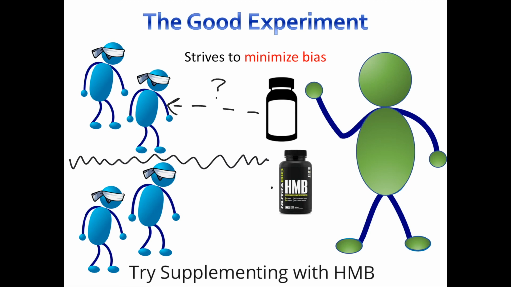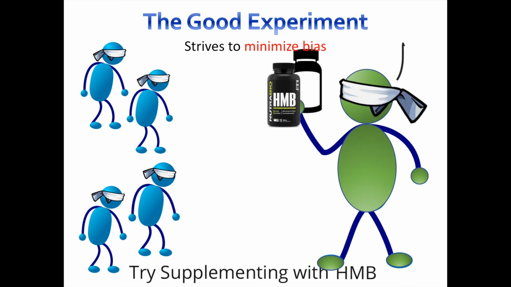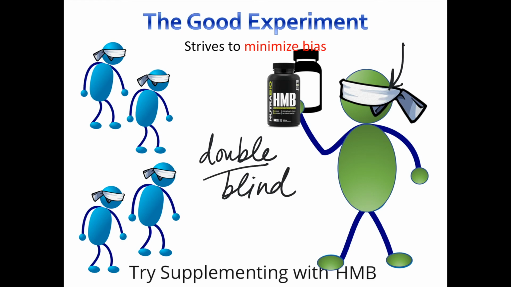We call this a blind study. But there's still one problem, and that is that you have not yet eliminated your own bias. The solution to this is to blind the experimenter as well. So neither the experimenter nor the volunteers know who is in the experimental or the control group. We call this a double-blind study, and it is an effective way to eliminate all bias from your experiment.